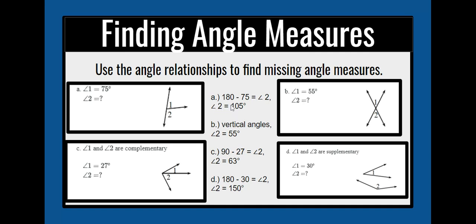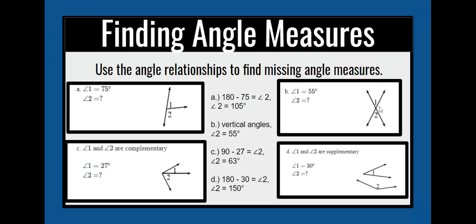So in part A, we said that they were supplementary angles. So to find the missing piece, basically we're solving the equation 75 plus x equals 180. And to get that answer, we're going to undo adding 75 to angle 2 by subtracting 75 from 180 to give us the missing angle measure of 105 degrees.